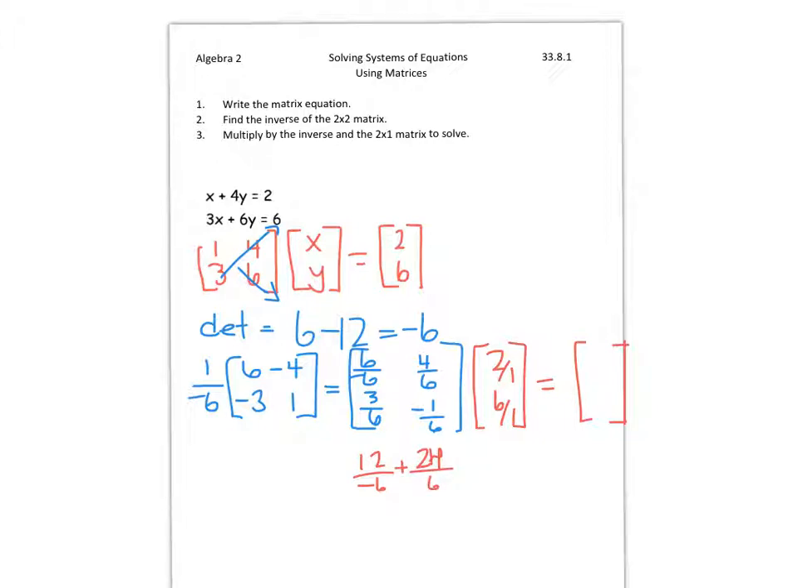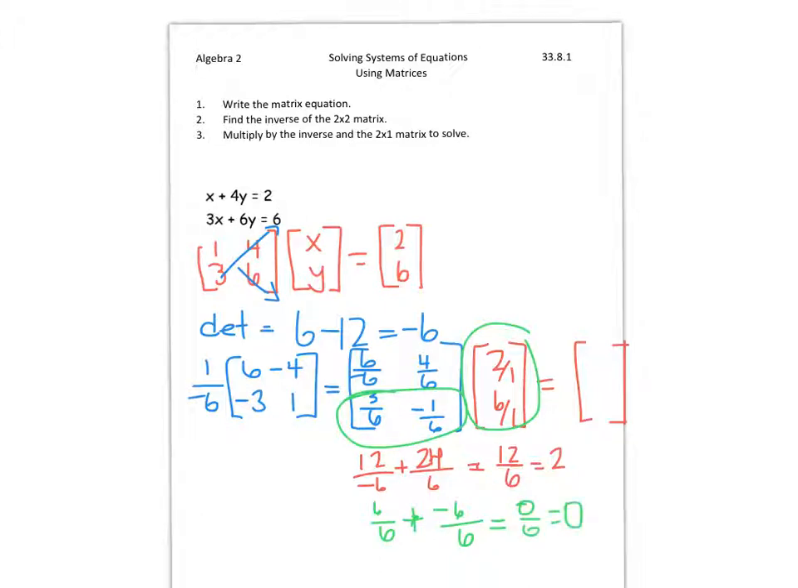And then I need to add those like terms. I can slide that negative up to the top there. So that's going to be a negative 12. So negative 12 plus 24, that'd be 12 over 6, which is 2. On the bottom, now I'm going to take the second row and multiply by this column here. So 3 times 2 makes 6 on the top, 6 times 1 makes 6 on the bottom, plus negative 1 times 6 on the top, and 6 times 1 on the bottom. So add my fractions right there, that's 0 over 6, otherwise known as 0.